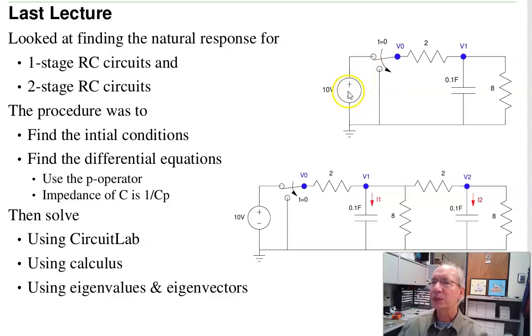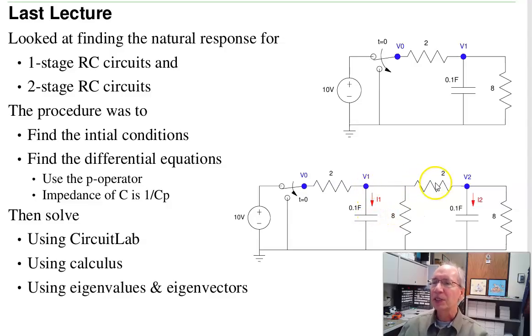So, given a circuit with a voltage source, I close the switch at t equals 0, disconnecting the power supply. What happens to the voltage versus time? We looked at that for circuits with a single capacitor, that's described by a first-order differential equation, and two capacitors, that's described by a second-order differential equation. In addition, we looked at eigenvalues and eigenvectors.